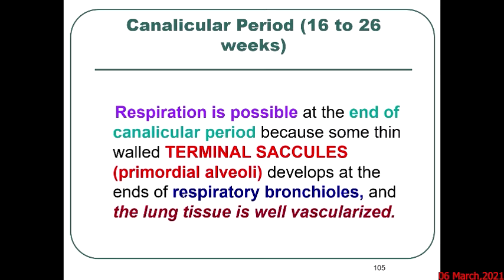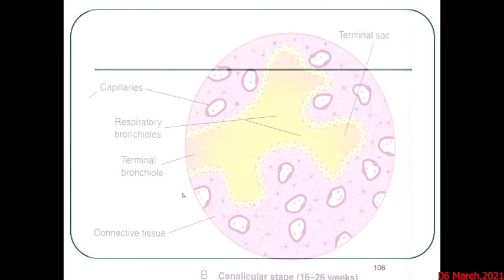At 26 weeks, the end of the canalicular period, respiration is possible because respiratory bronchioles and alveolar ducts are there, and at the end of the canalicular period, there are some terminal saccules. Saccules are the primordia of the alveoli. So respiration is possible.